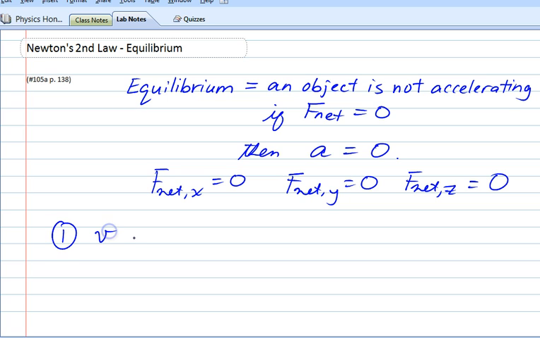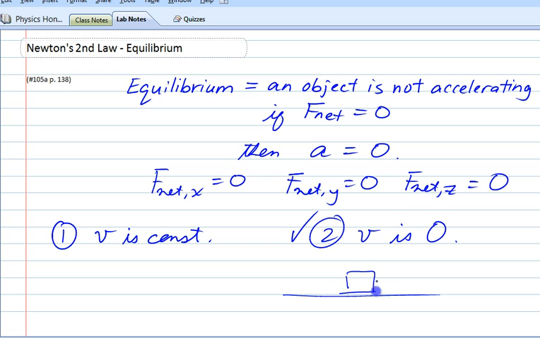But it also tells us that there's kind of two ways that this can happen. One is if the speed of an object is constant, and the other is if the speed of an object is 0. Now, option number 2 is the one that most people think of when we say something is in equilibrium. They think of something just sitting at rest on a table. And that's kind of dangerous because equilibrium just means that the object is not accelerating. It can still be moving.